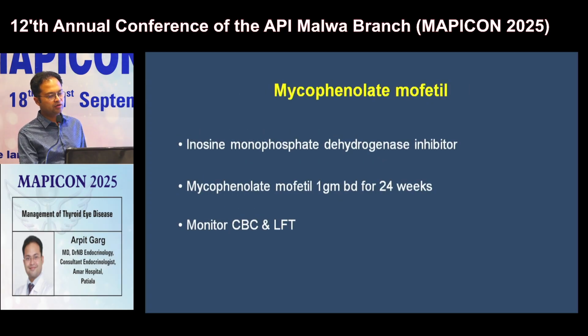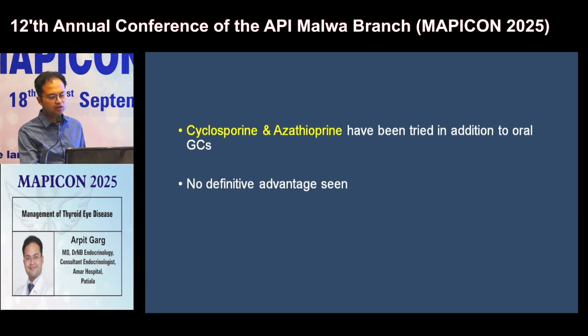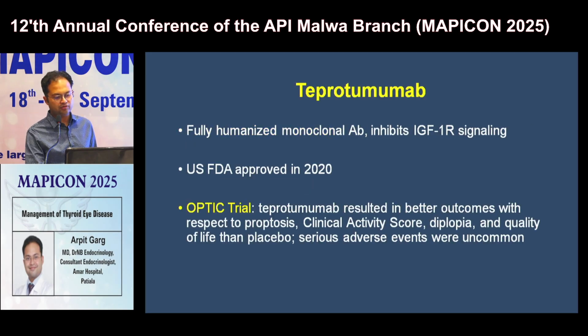Coming to another drug, that is mycophenolate mofetil. It is an inosine monophosphate dehydrogenase inhibitor. It is also approved for the treatment of active disease, given in the dose of 1 gram BD for 24 weeks. But we have to monitor CBC and LFTs whenever you are prescribing mycophenolate mofetil. Cyclosporin and azathioprine have also been tried, but no definitive advantage has been seen in the clinical trials.